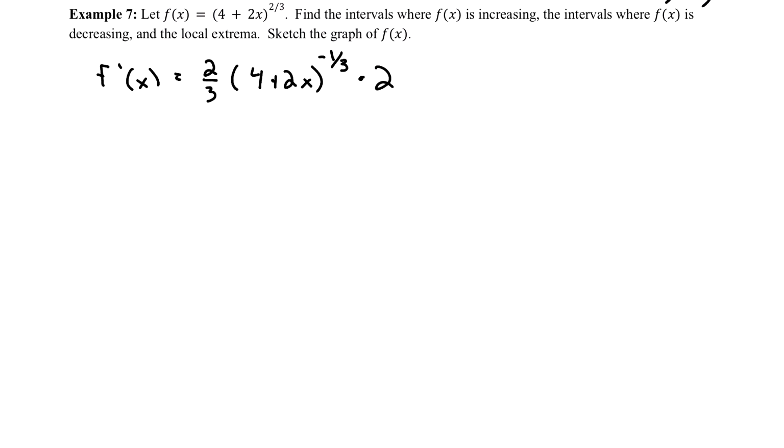So I'm just going to clean this up a little bit so that it's easier for us to work with going forward. This is really 2 over 1. So first I'm going to take 2 times 2. That's going to give me 4 in my numerator. In my denominator, I've got 3. And then I don't want to leave that negative exponent hanging around. I want to bump that down to the denominator just because I think it's going to be easier for us to work with. So I'm going to write this as (4 plus 2x) to the positive 1/3 power.